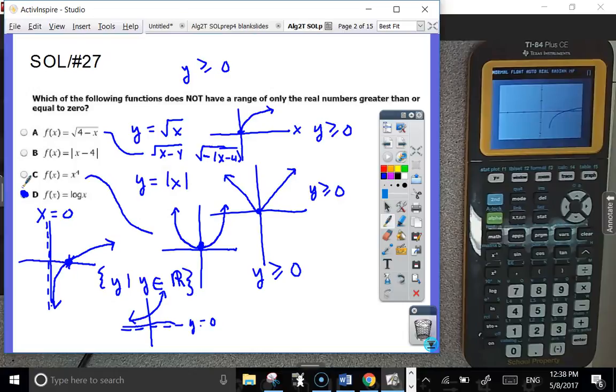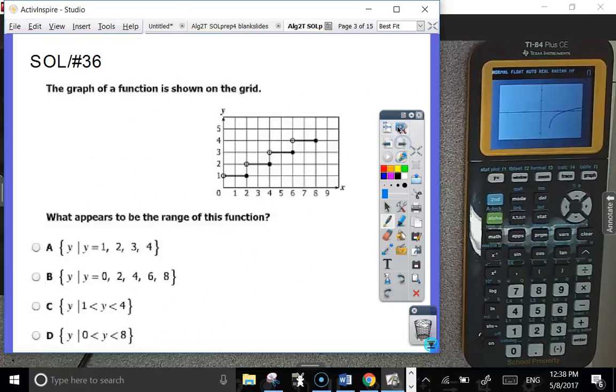Okay, so next. That was 27. And there's a lot of information in there, right? You got to recognize 4 different kinds of functions and know domains and ranges. Okay, this is 36.